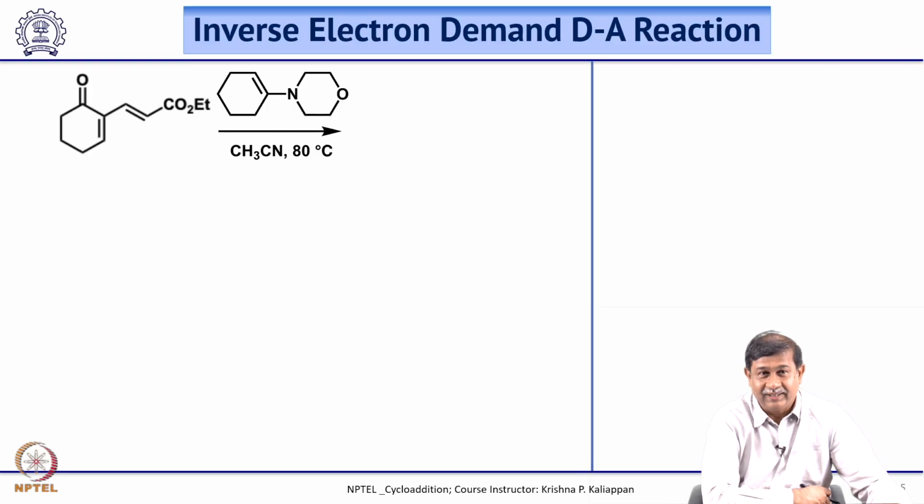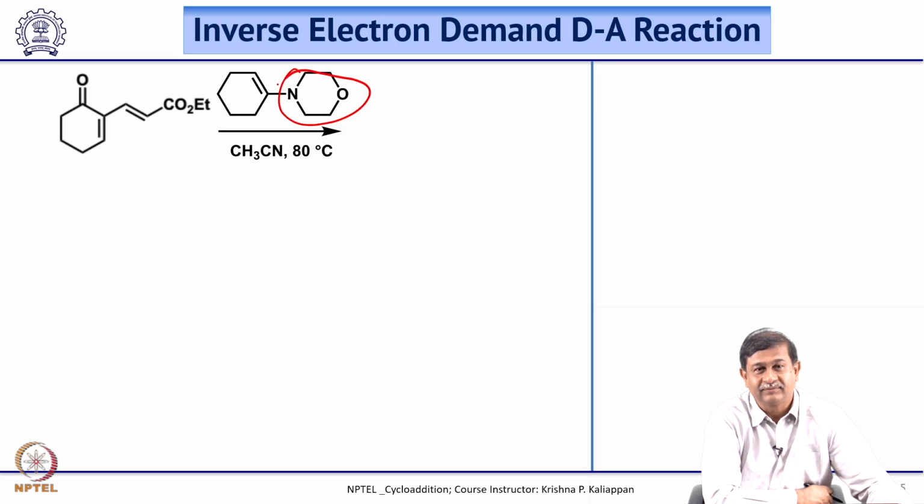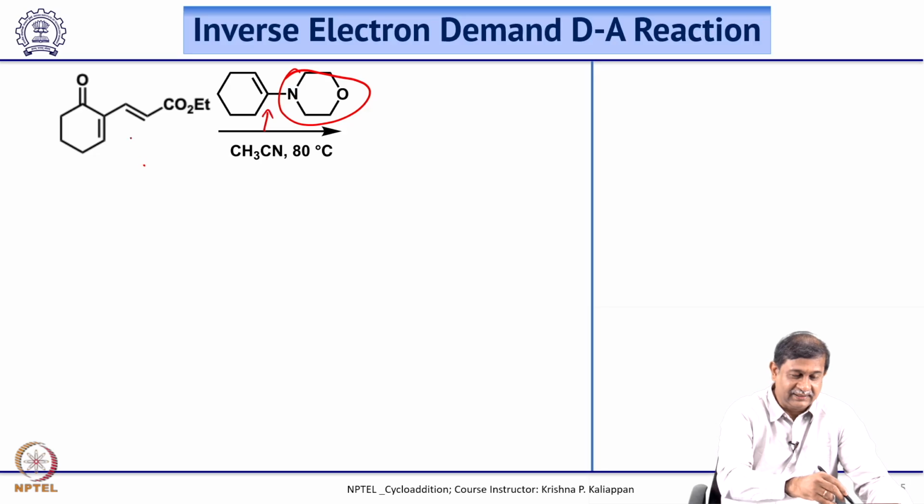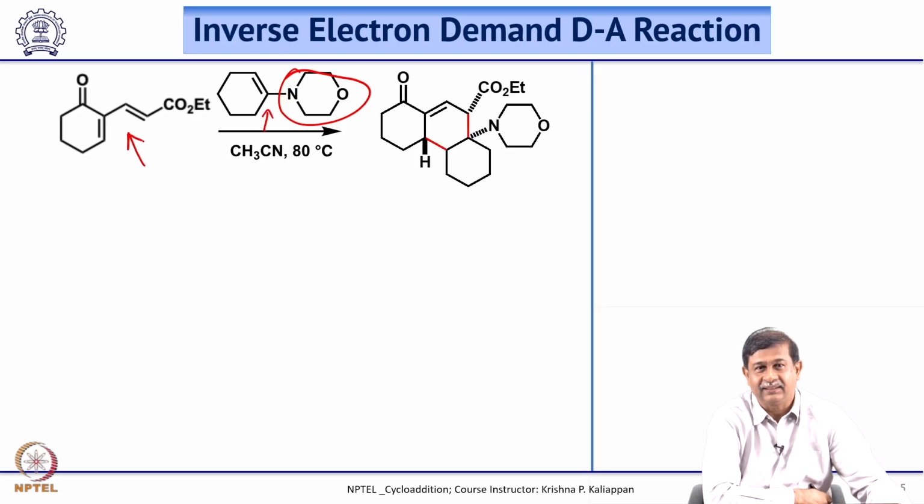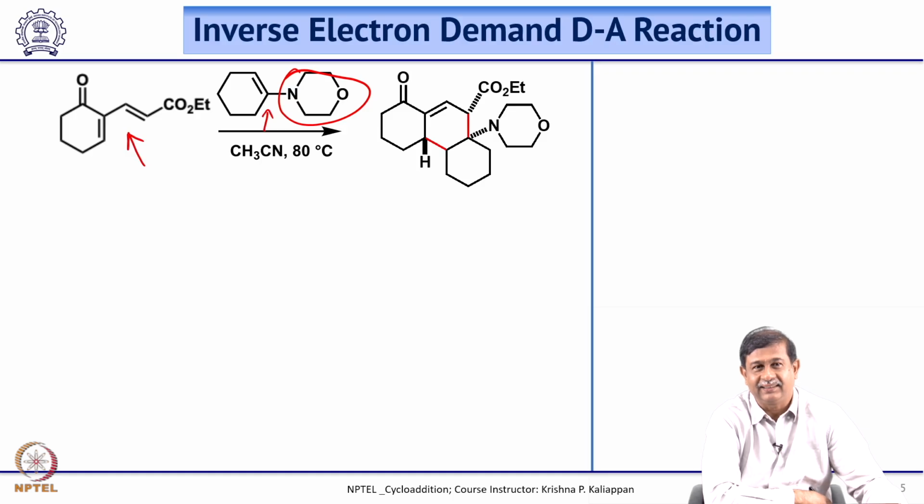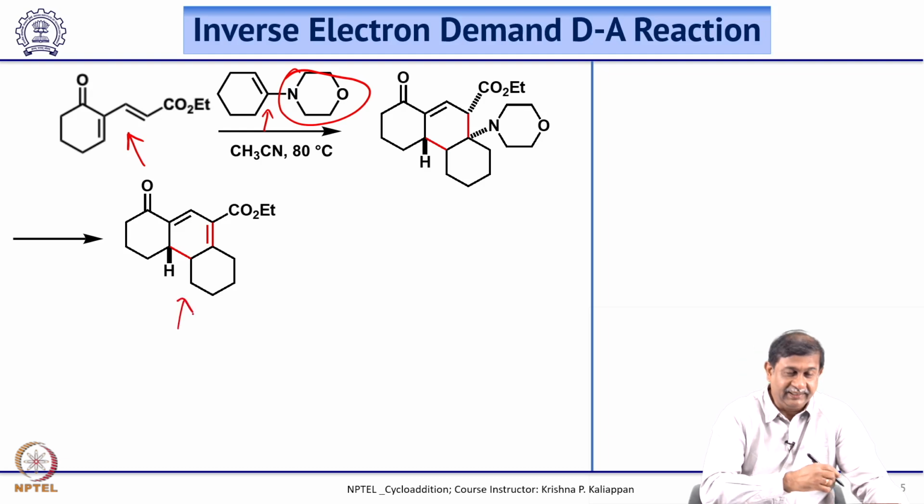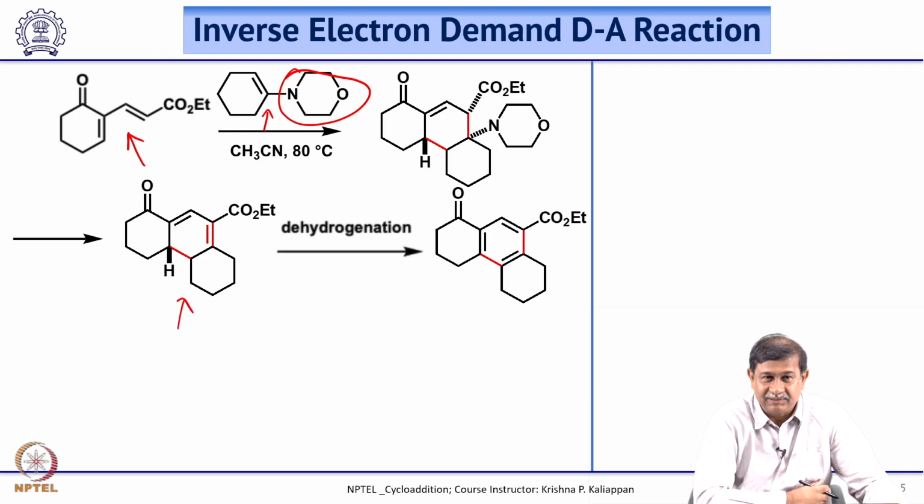So, now what you have is a morpholine ring attached to a double bond. So, this is the dienophile and this is the diene, and this can undergo 4+2 cycloaddition reaction to give a tricyclic compound. Okay. Again, an elimination can take place to give this diene. If you leave it for some time, it can undergo dehydrogenation or air oxidation to generate the aromatic ring.